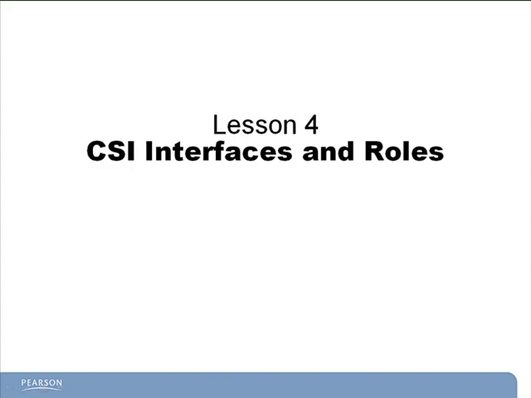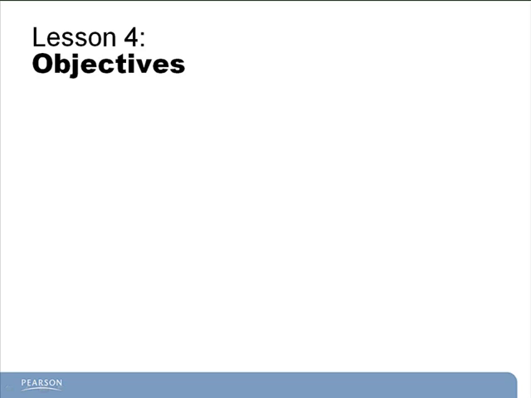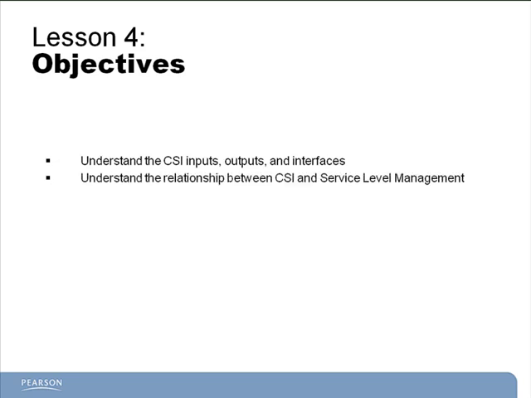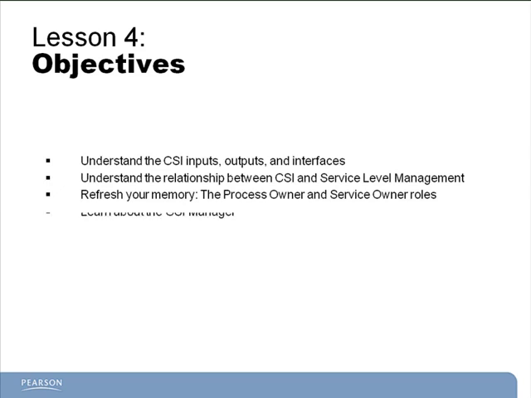Lesson 4 is our lesson on CSI interfaces and roles, and it has 4 main objectives. First, we'll discuss the CSI inputs, outputs, and interfaces between other lifecycle phases. Next, we'll learn about the relationship between CSI and service level management. Then we'll quickly refresh your memory with a review of the duties of the process owner and the service owner. And we'll wrap up by learning about the CSI Manager.